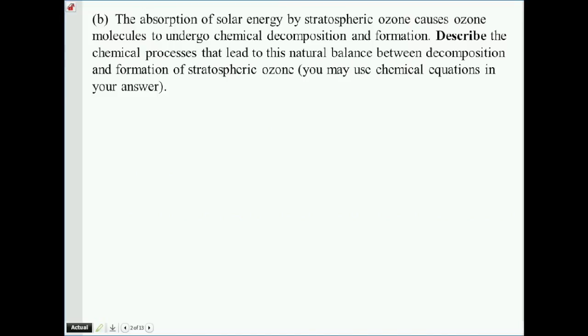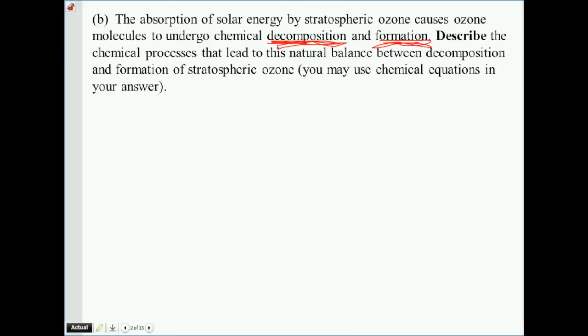Now we get to the second one. It says the absorption of solar energy by stratospheric ozone causes ozone molecules to undergo chemical decomposition and formation. If you remember that, it means we're constantly forming ozone, and it's constantly breaking down, going back and forth. It says to describe the chemical processes that lead to the natural balance between ozone decomposition and the formation of ozone. You can either use chemical equations, or you can type your answer.